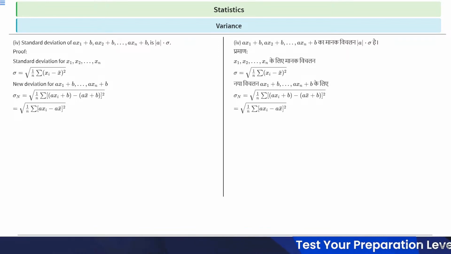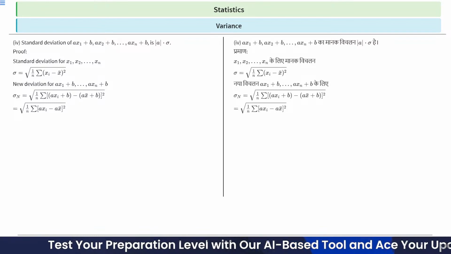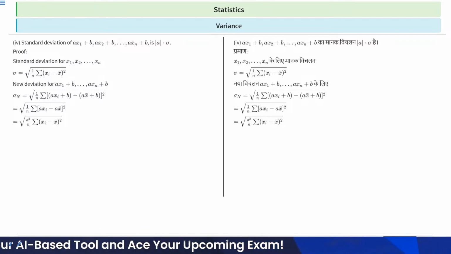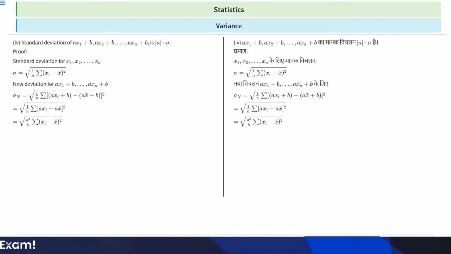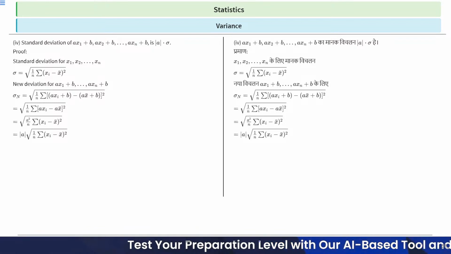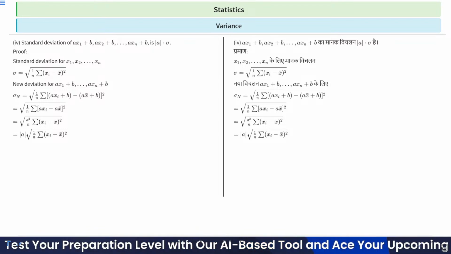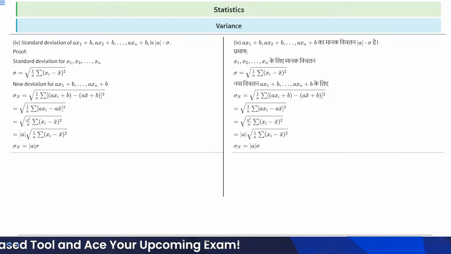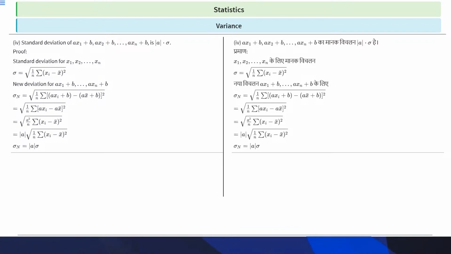Which is equal to 1 by n summation of axi minus ax bar whole square, because b and minus b will cancel out. So it will be equal to root over a square by n. Let us take a as common. Therefore, it is a square by n summation of xi minus x bar whole square. So when you take a square outside the root, it will be mod a root over 1 by n summation of xi minus x bar whole square, right? So sigma n is equal to mod a into sigma, right? Sigma n is equal to mod a into sigma. Got it? You have to keep in mind.